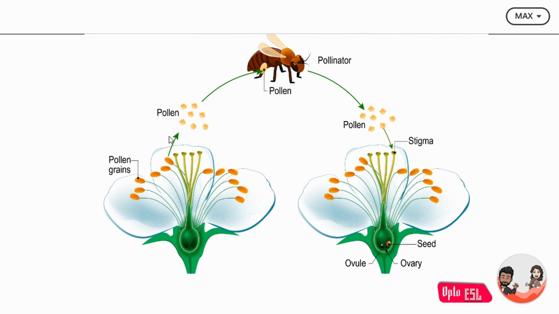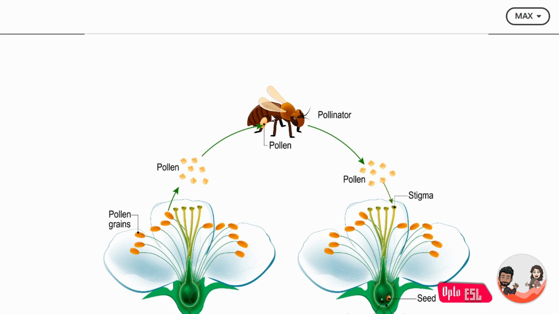You got the grains of pollen. They get attached to the bee. Now the pollinator, which is the bee in this example, flies to another flower and it carries the pollen right here and it attaches to the stigma like it's talking about in the example. And here it goes to the ovule and the seed and the ovary right here.